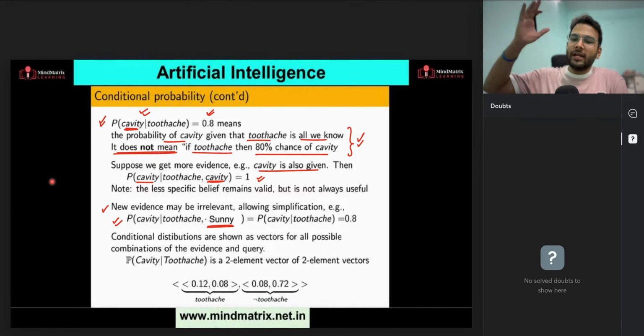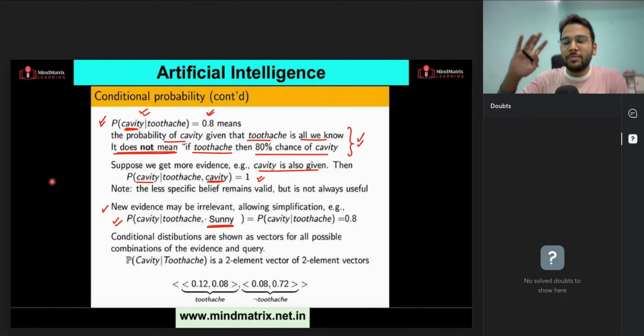Hypothetically, you can think that weather is too sunny and the temperature is very high, and somehow the temperature is affecting your teeth also, and you are having cavity. So hypothetically it is possible, but logically, intuitively, you can clearly say that weather being sunny and you having the cavity are not relevant. In a real, logical world, we can say that this is not relevant.